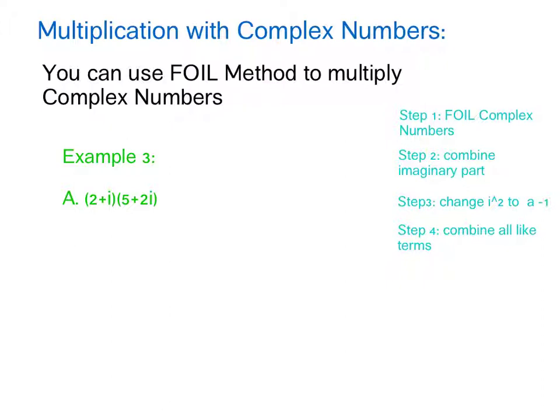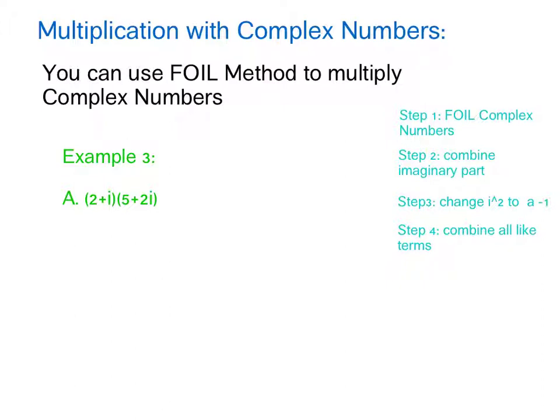Now let's try multiplication with complex numbers. Multiplying complex numbers is different from adding and subtracting complex numbers. You have to use the FOIL method in order to solve the problems. There are 4 steps to multiplying complex numbers. Step 1, FOIL the complex numbers. Step 2, combine imaginary part. Step 3, change i squared to a negative 1. And step 4, combine all like terms.